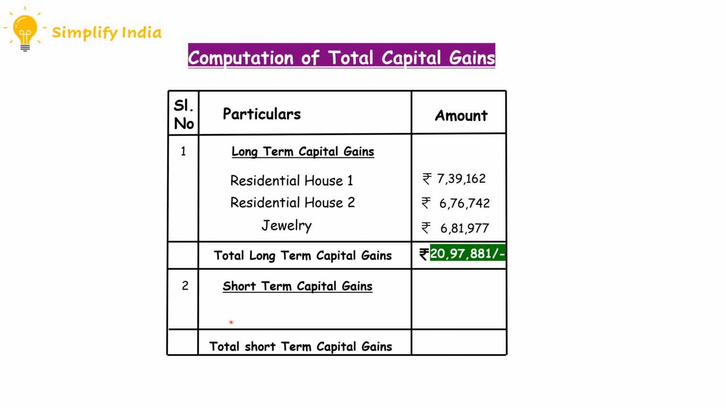Next we have to take the total of all the short-term capital gains. But Ms. Vimla has only one short-term capital asset, so we have to write only one short-term capital gain. That is from the motor car. She gained rupees 14,000 as a short-term capital gain. She doesn't have any other short-term capital gains, so we take this 14,000 itself as the total short-term capital gains.